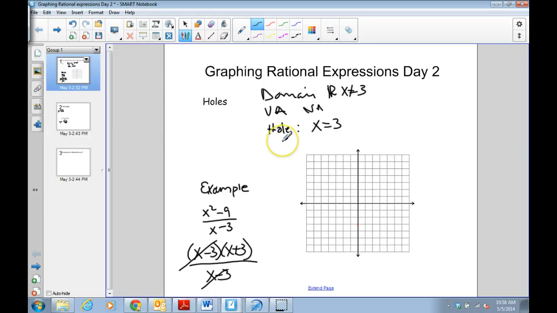Do we have a horizontal asymptote on this? It's a slant, right? Because this is a degree of 2 over a degree of 1, and 2 is larger than 1, we're going to have a slant.